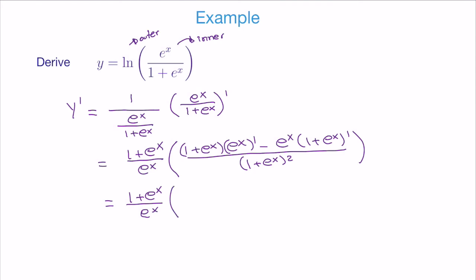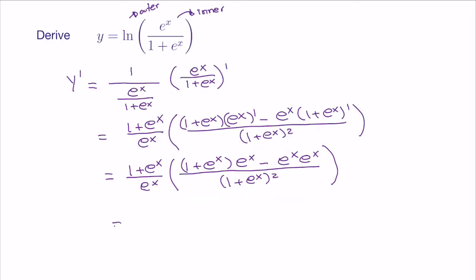And let's derive. We get 1 plus e to the x. The derivative of e to the x is e to the x, minus e to the x. And the derivative of 1 plus e to the x is just e to the x, because the derivative of 1 is 0, all over 1 plus e to the x squared. So this equals. I'm going to rewrite things being very careful. Now we use the multiplication of fractions. In the denominator we get e to the x, 1 plus e to the x squared.